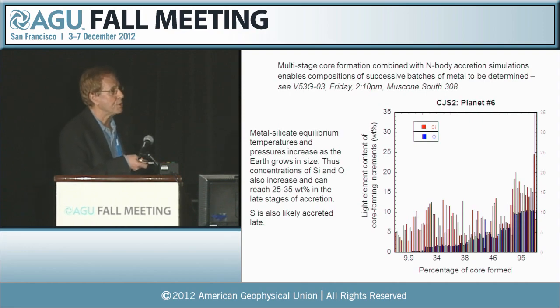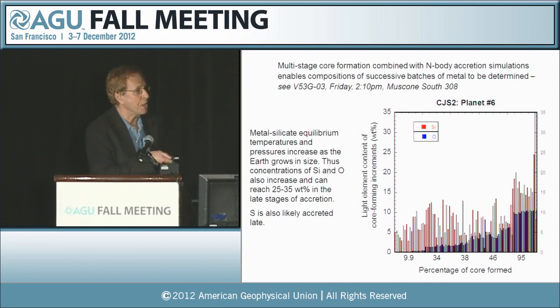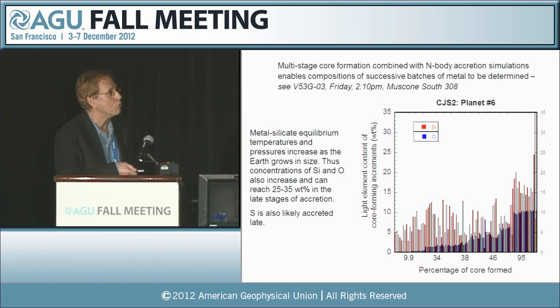So this is for an Earth-like planet here. This shows the percentage of the core that's formed, going up to 100%. And this is the concentration of the light elements in each batch of metal that results from an accretional collision. So we have several hundred collisions here, several hundred episodes of core formation, and the exact details here will be quite model dependent, but I think the trends are very robust.